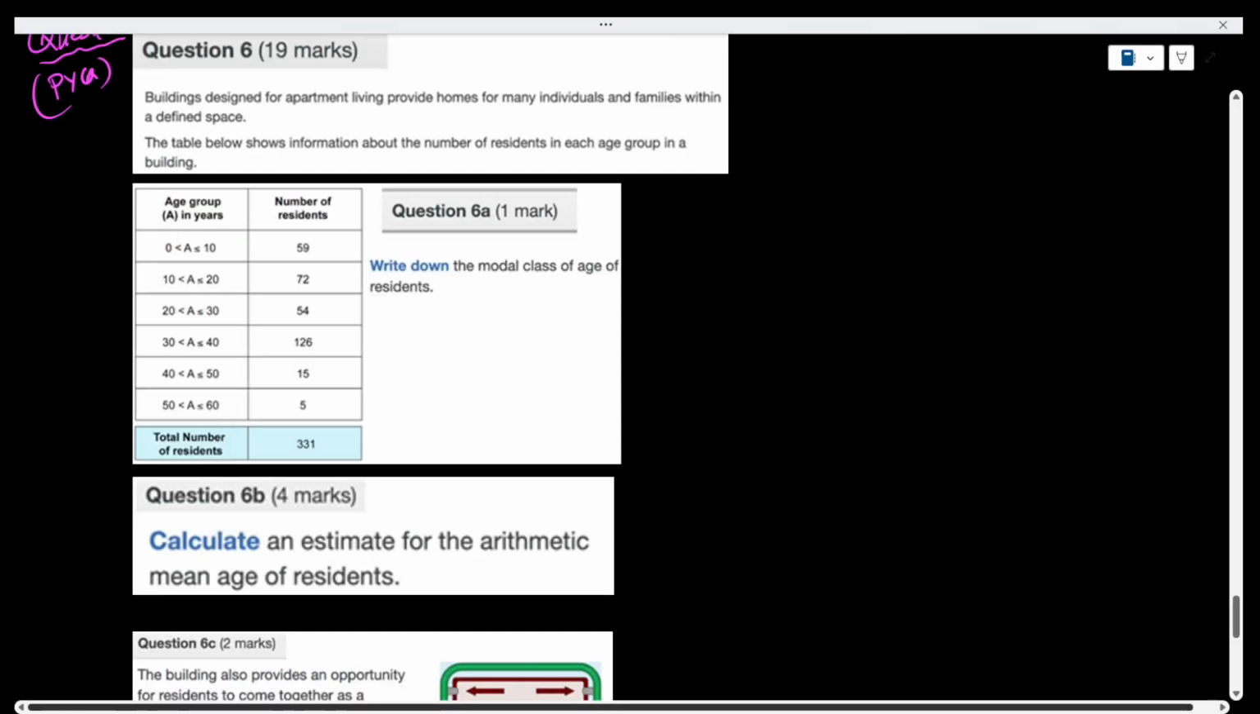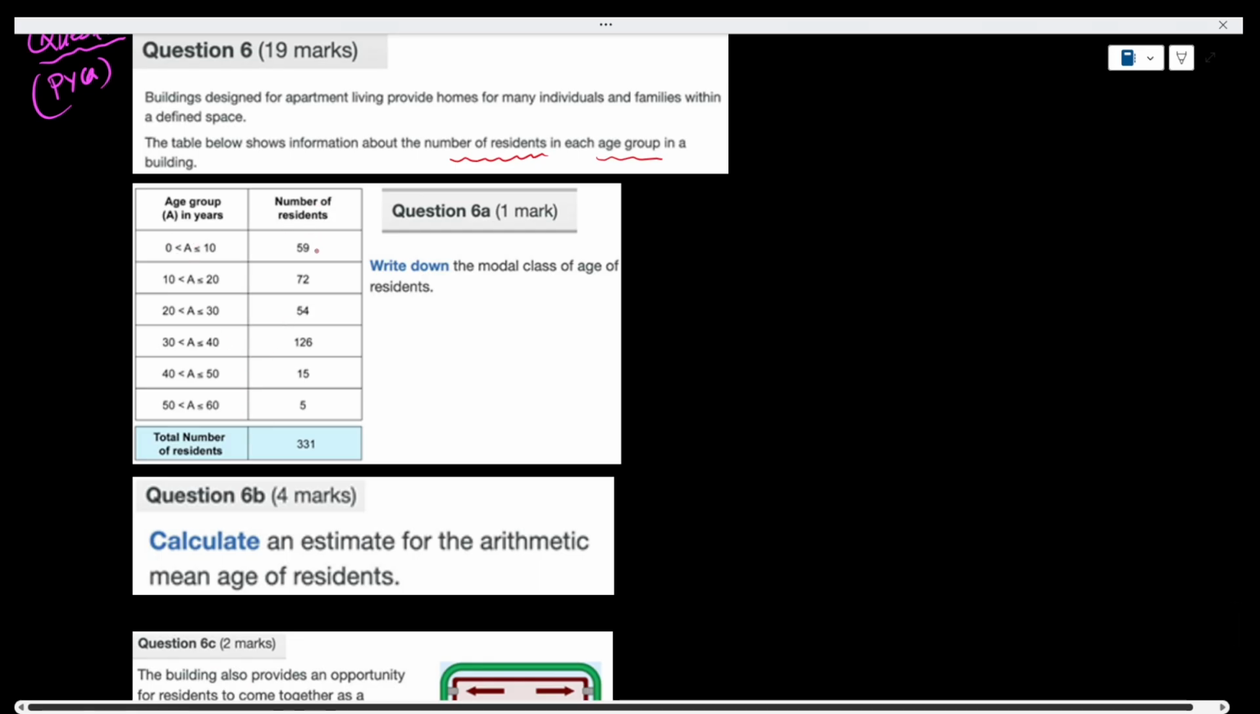Let us take one more question. This is the next question, and you'll see the weightage is given as 19 marks. So what is given here? Buildings designed for apartment living provide homes for many individuals and families within a defined space. The table below shows information about the number of residents in each age group in a building. Here the age group is given from 0 to 60 years old.